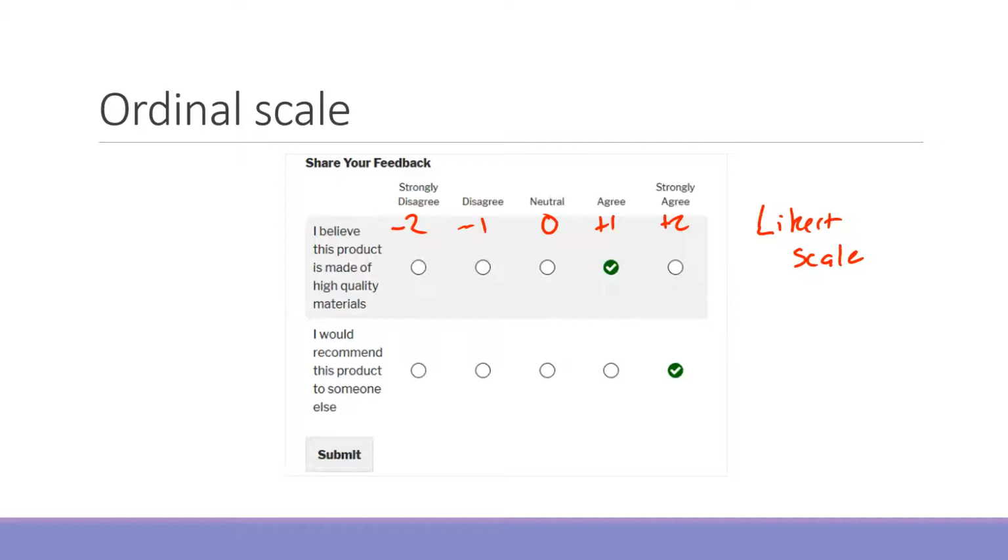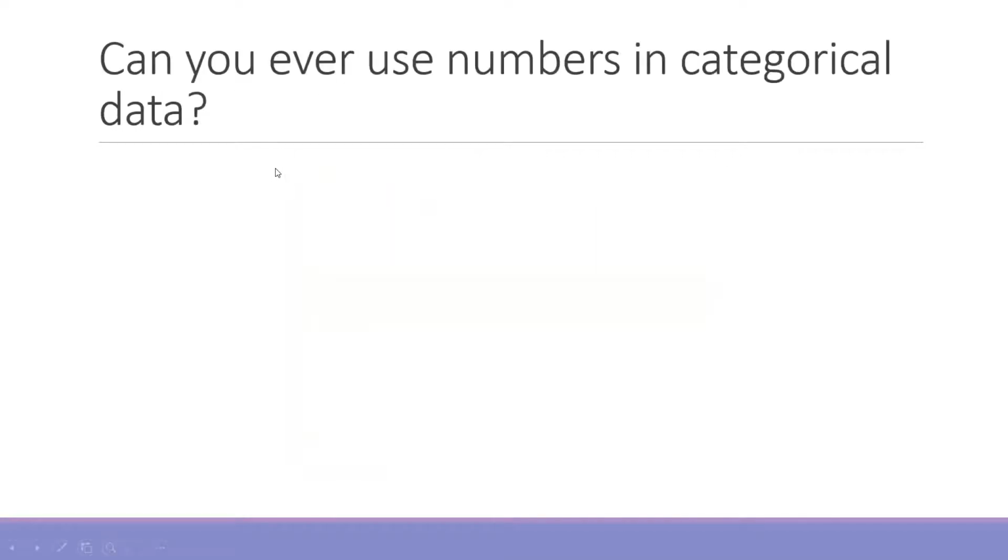Before I move on, there's one more thing that is a little bit of a gotcha that teachers love to do, and I'm going to show you because I want to make sure that it's clear. Can you ever use numbers in categorical data? Most people would say, no, of course not, because it's categorical. It should be just categories. But the answer is that's actually not right. The answer is yes, but not often.